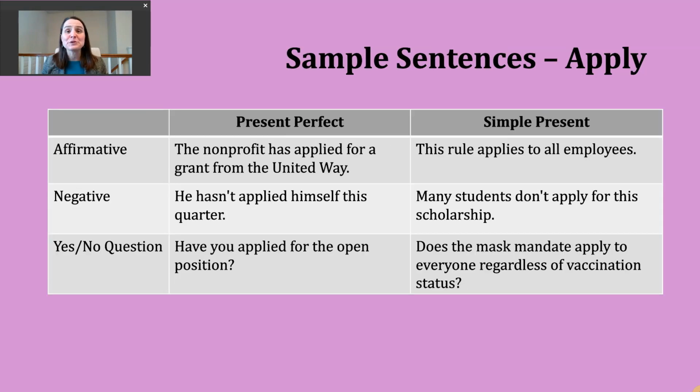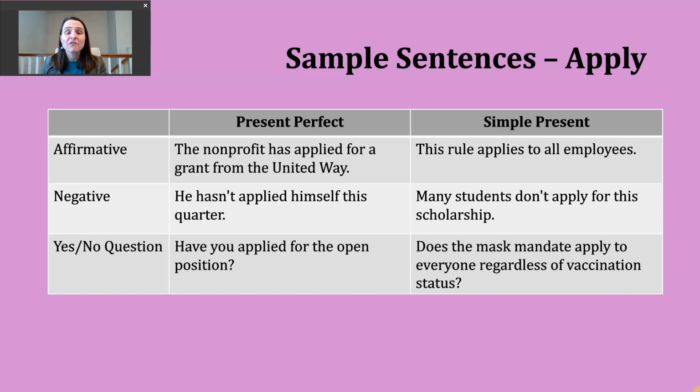Now let's continue using our verb of the day in a couple different verb tenses. Today we're going to practice the present perfect and the simple present. Let's start with the present perfect. We use this verb tense to talk about an action that started in the past and continues into the present. And we also use it to talk about something that occurred at an unknown point in the past.